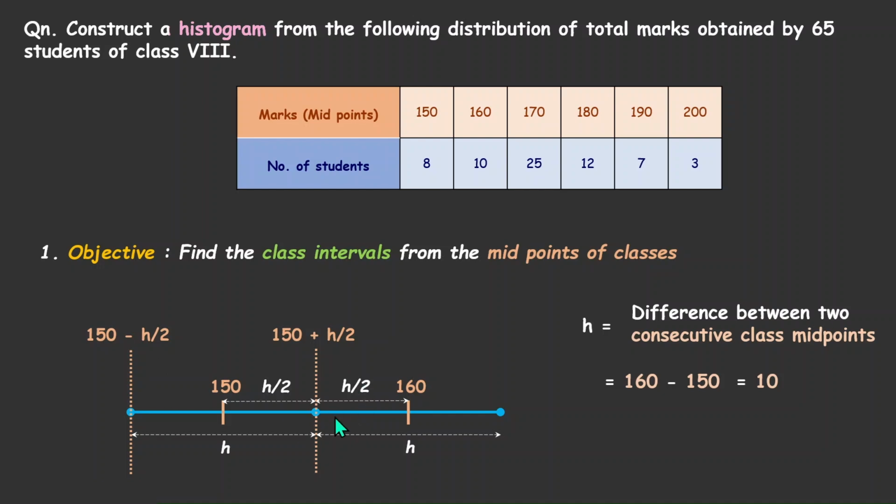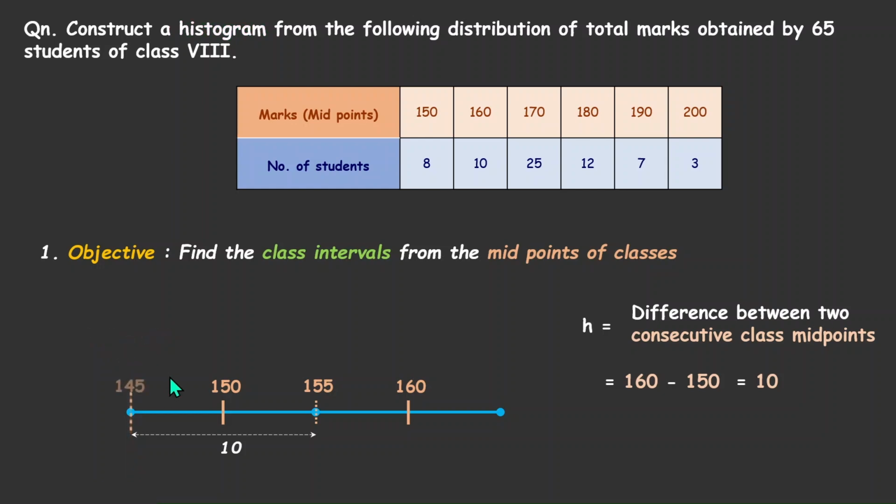And let's clear out our clutter and write the values. So we have our h, the class length, as 10. This is 150 plus h by 2. h is 10, so 150 plus 5, that would be 155. And here it would be 150 minus 5, so that would be 145. So from the midpoints, we calculated that for this class, the class boundaries are from 145 to 155.